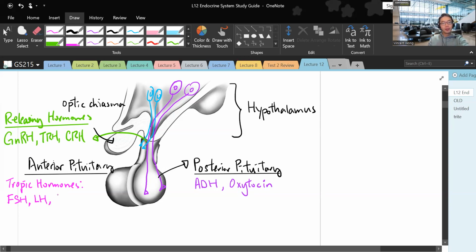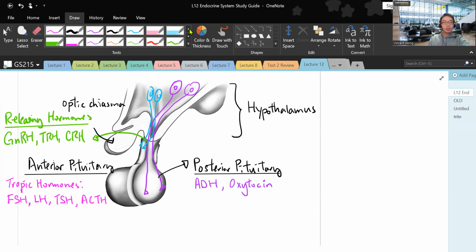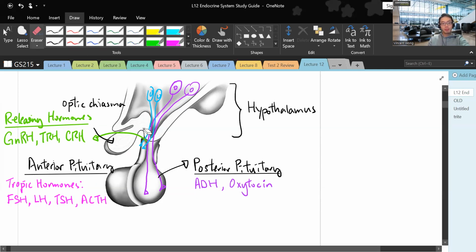Now, there are a few other hormones that are considered as tropic. There is the TSH, which is thyroid stimulating hormone, as well as the ACTH, the adrenocorticotropic hormone that targets your adrenal cortex. So each of these hormones will need to have the permission from the hypothalamus before they can be released. So GnRH will trigger the release of FSH and LH.